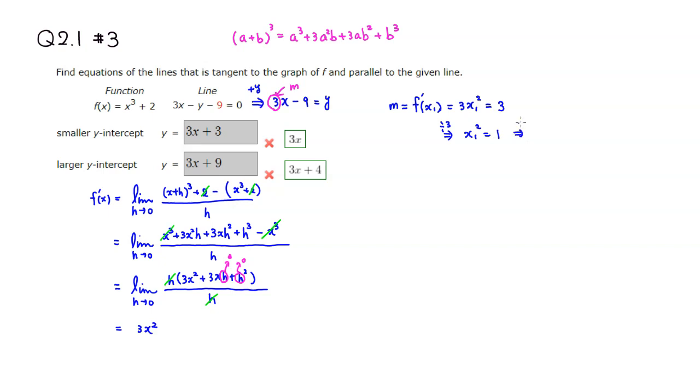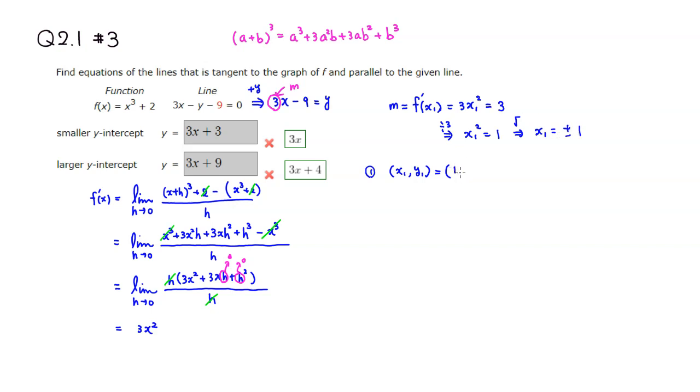Then we can take the square root of both sides. So x1, actually, there are two possible numbers. We're going to have plus or minus 1. So we have two possible points; we're supposed to find two tangent lines. So let's do the positive one first. So if x1, y1 is the first one, let's use the positive one.